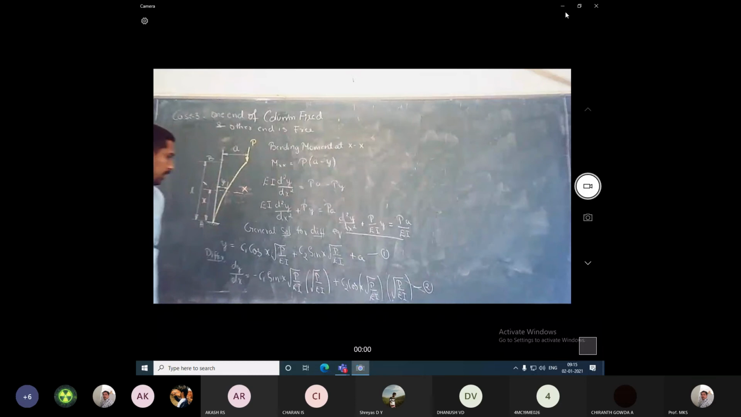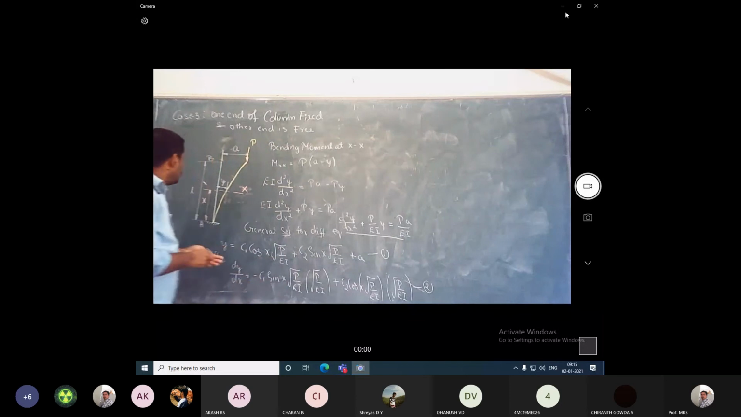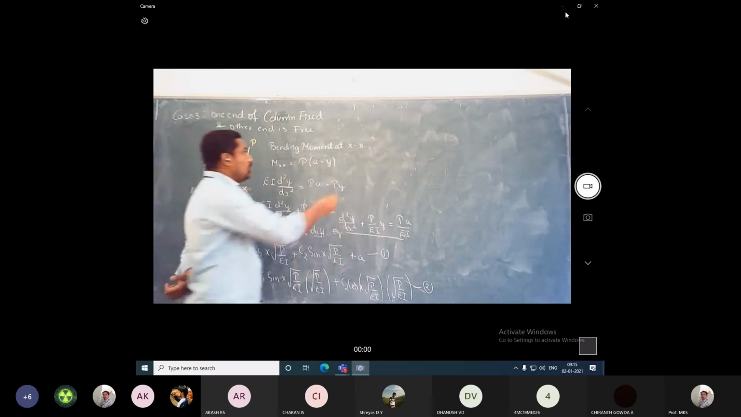So now you should apply the boundary conditions with respect to both the equations and find out the integral constants C1, C2. So the boundary condition at the fixed end, that is x is equal to 0, at here x is equal to 0, there is no deflection. There is no deflection at this particular point. So y will be equal to 0. And also there is no slope at the fixed end. Since there is no deflection, the slope of the curve is also 0. So that is the first boundary condition.